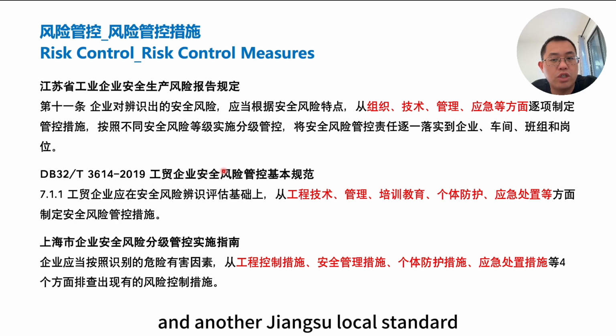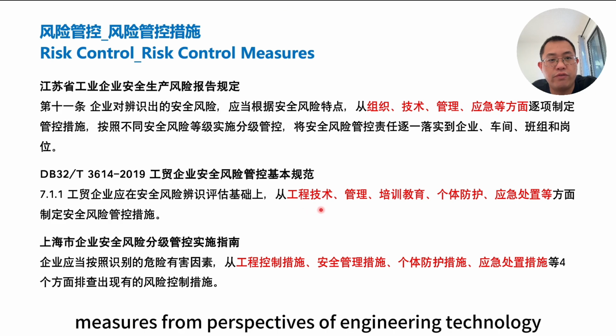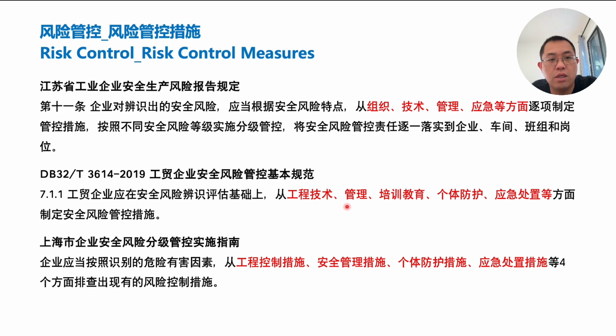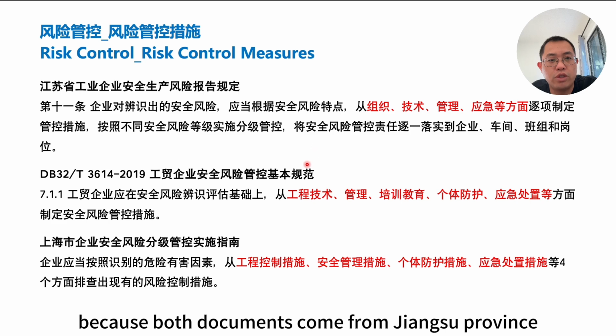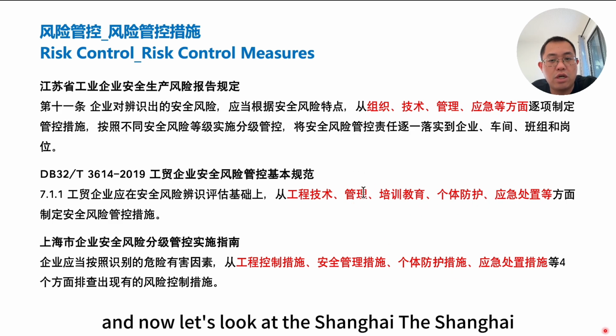And another Jiangsu local standard takes a slightly different approach. It requires companies to develop risk control measures from perspectives of engineering technology, administration, training and education, personal protective equipment, and emergency response. So I'm a little confused because both documents come from Jiangsu province. I do feel there should be more consistency in the terminology. And now let's look at Shanghai.